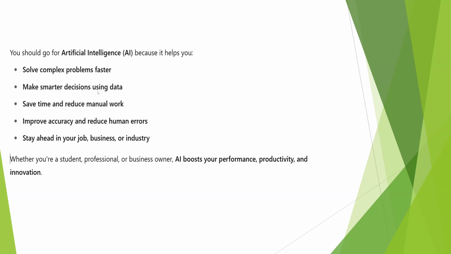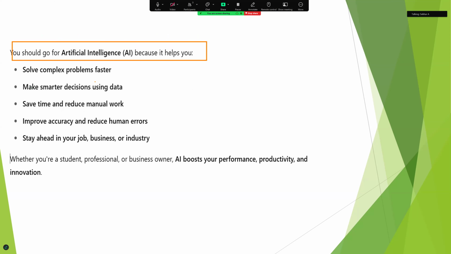Next, how AI will help. See, solve the complex problem faster. Next, make smarter decisions using the data. You know, right? Nowadays, war is happening, right? That is all about what? They are doing the war smartly, not hardly. Am I right? They are targeting locations and releasing the missiles on them.